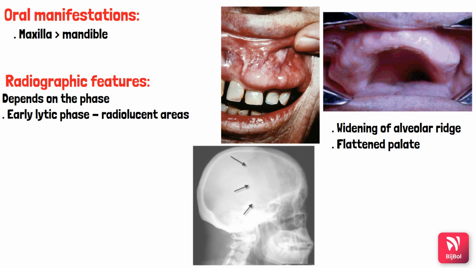If we take a skull radiograph and see, as you can see in this present picture, there will be isolated lesions within the skull. These isolated lesions within the skull are called osteoporosis circumscripta.